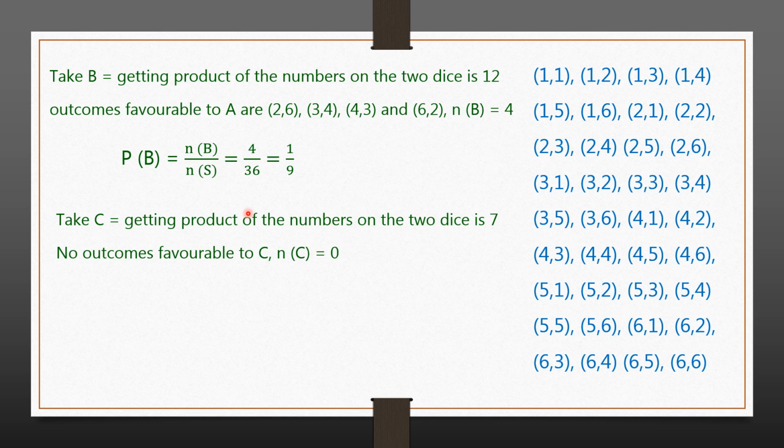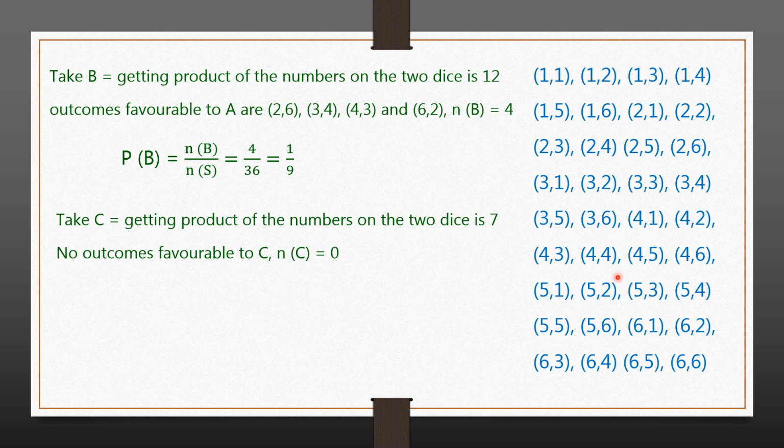Getting product of numbers on the 2 dice is 7. You can see there is nowhere we get the product as 7. There is no outcome favorable to C. That means n of C is 0, because there exist no outcomes in which there are two numbers whose product is 7.